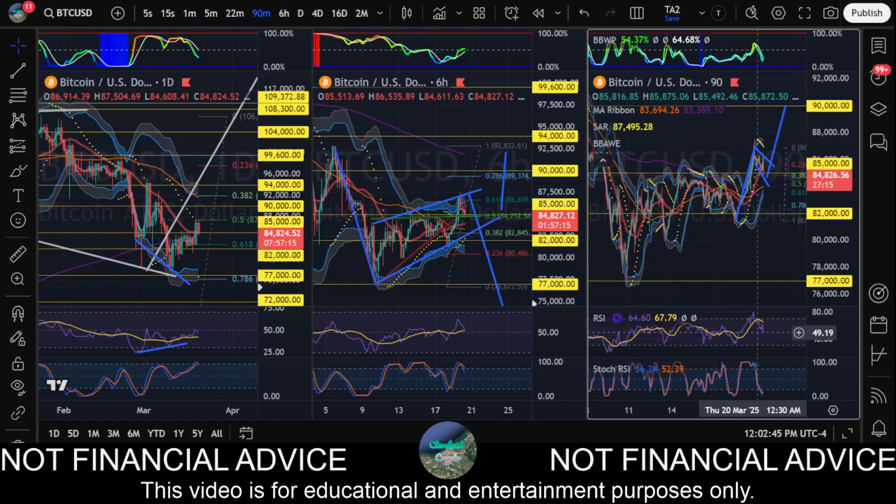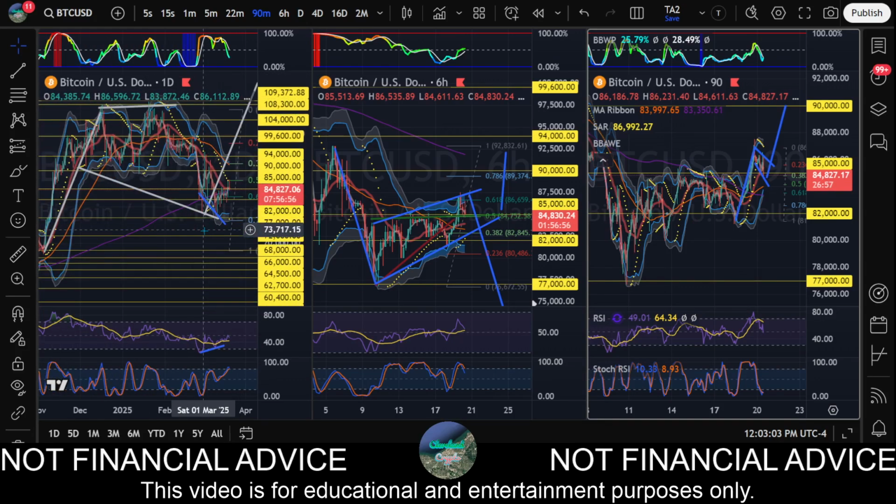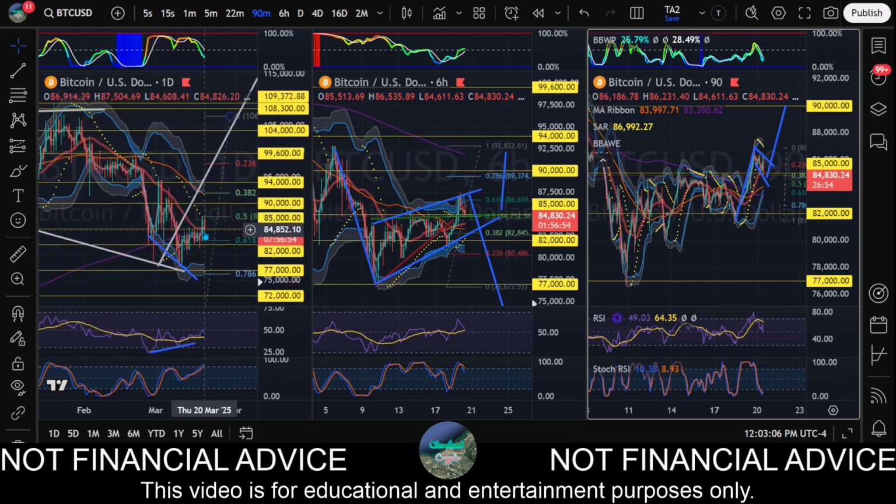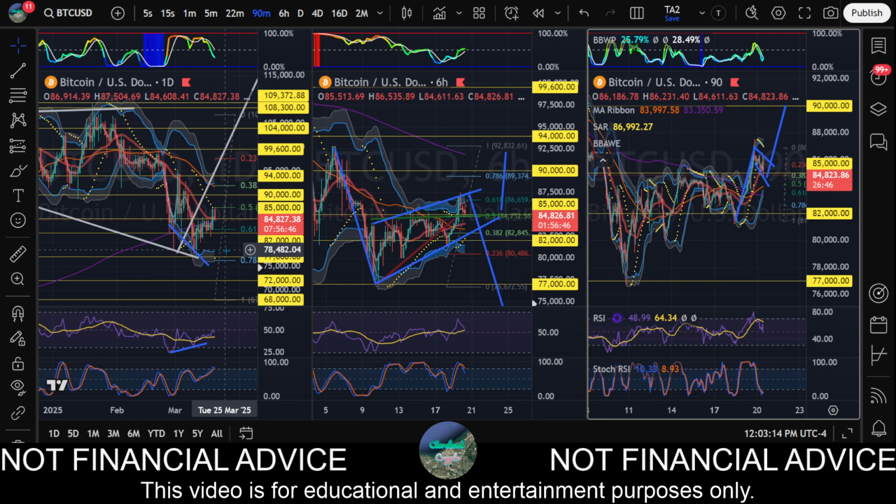Cool. Not out of the woods, but cool. Great. Let's see it happen. But if we fall back under 85, well, we've got 8 hours to close the candle over 85 here on the daily. That's what we want to see. If that can happen, then hey, we're on our way to maybe putting in a higher high here. If we can't put in a higher high, our downtrend continues.